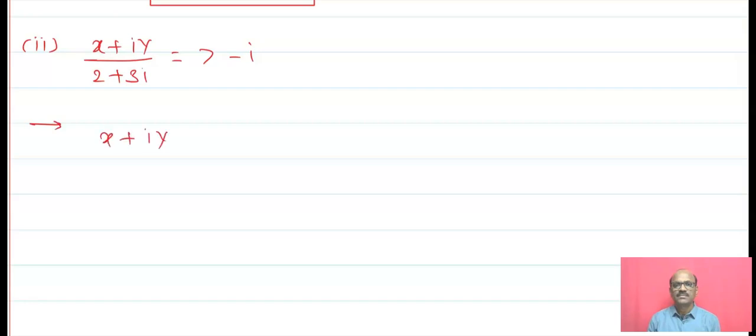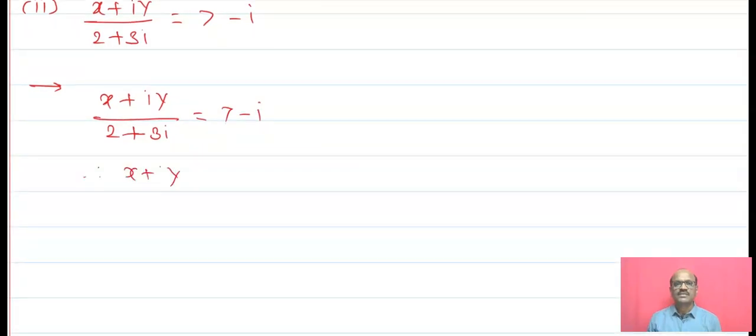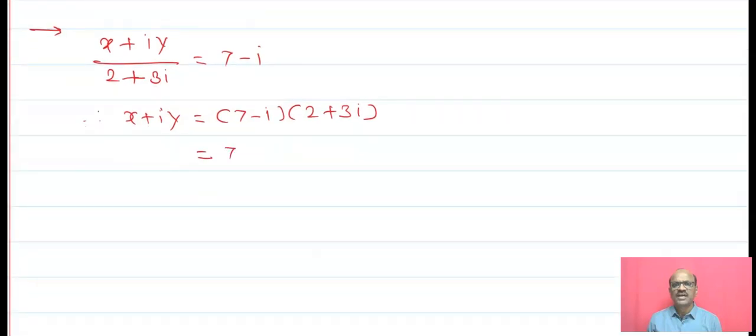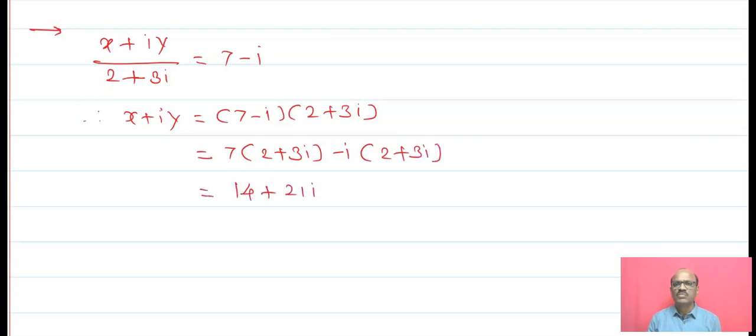Next, now we see the next question. That is (x plus iy) upon (2 plus 3i) is equal to 7 minus i. Now cross multiplication, that is (7 minus i) into (2 plus 3i). Now perform the multiplication, that is 7 times (2 plus 3i) minus i times (2 plus 3i).